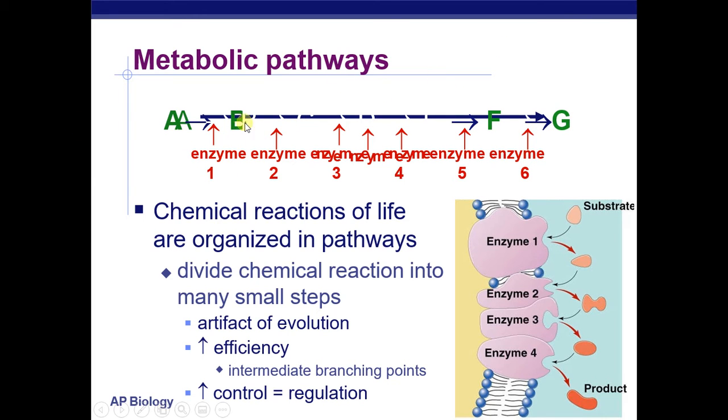One enzyme might catalyze the reaction that turns what we start with, A, into an intermediate B. And then B is the substrate for enzyme 2, which turns it into C. And C is the substrate for enzyme 3, which turns it into D, down what we call a metabolic pathway of linked reactions all the way till we get to a final product, or G.